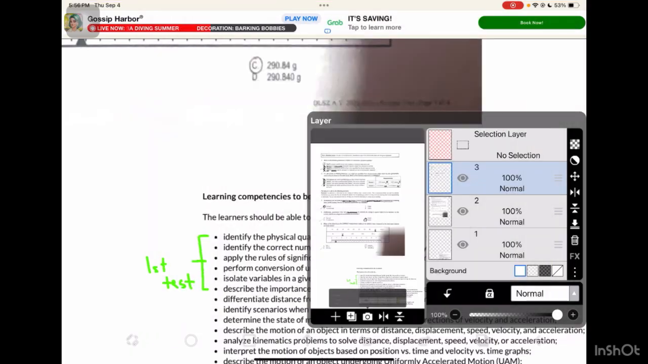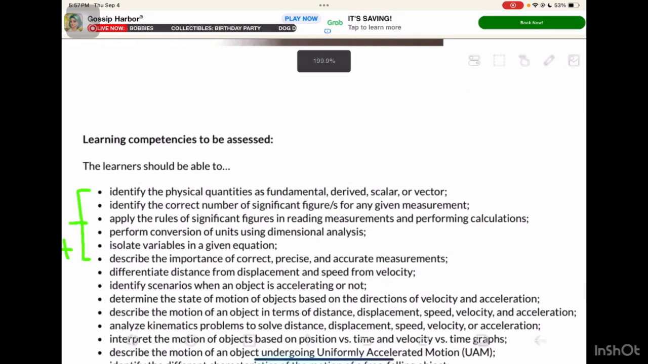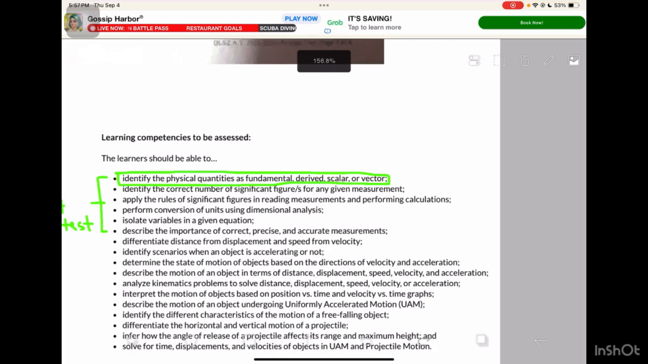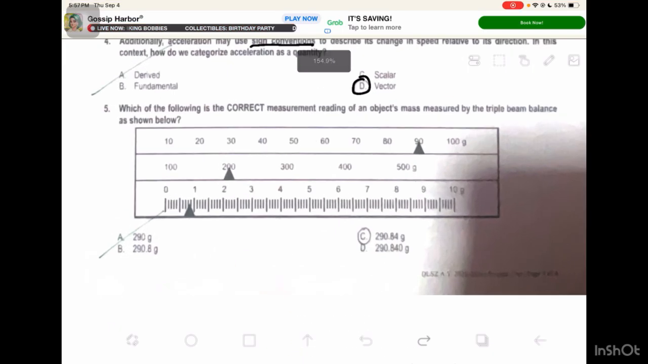So far we have, hold on, where's my pen, my green pen, there we go. So far we have identified the physical quantities as fundamental, derived, scalar, or vector. Next, which of the following is correct in reading the object's mass by a triple beam balance as shown below?